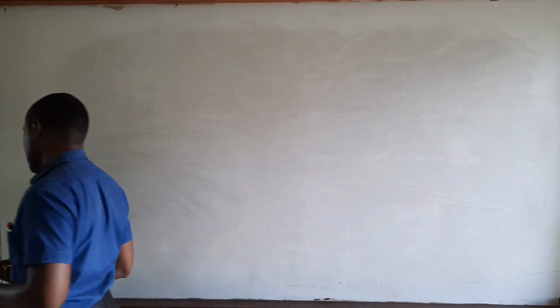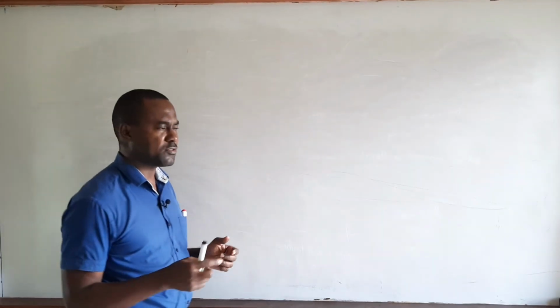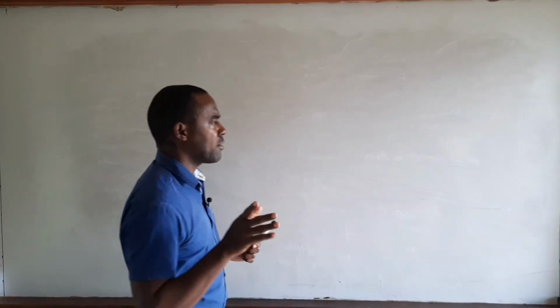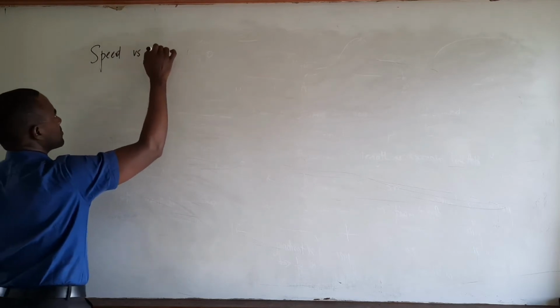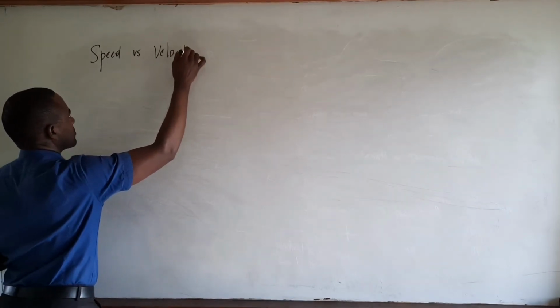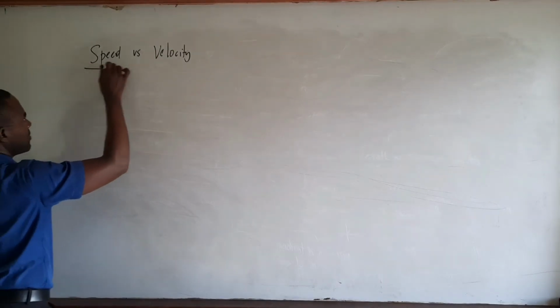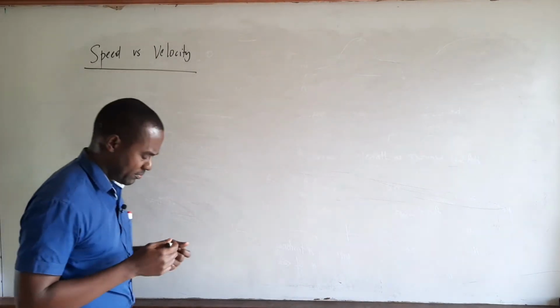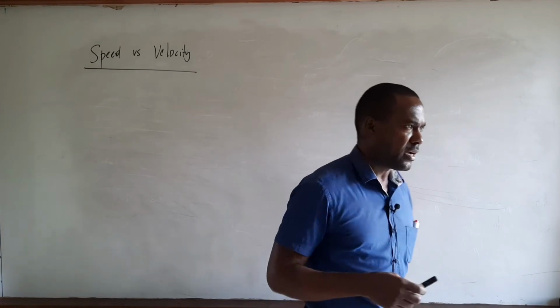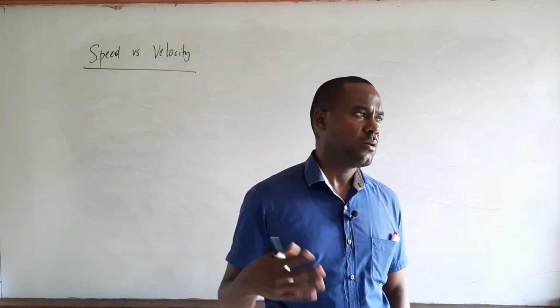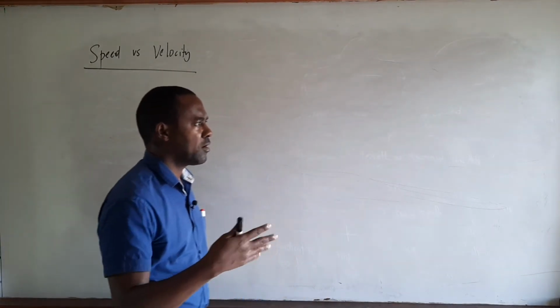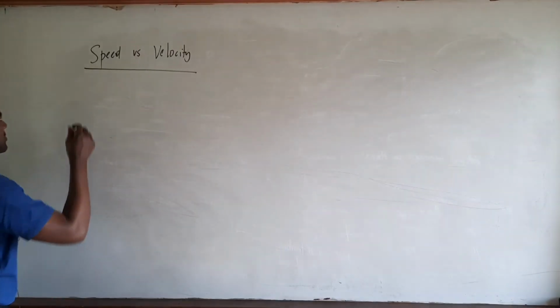Now, to continue our comparison of scalars and vectors, we'll do one other comparison, and we'll look at speed versus velocity. All right? So, as before, we'll give a brief definition of each of those two terms, and we'll look at examples and compare them.